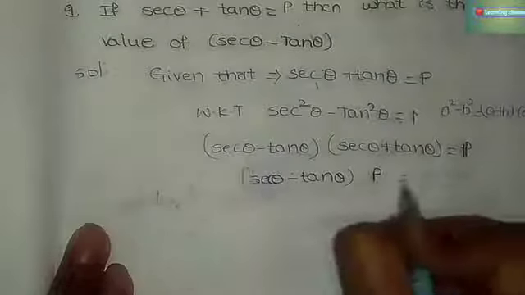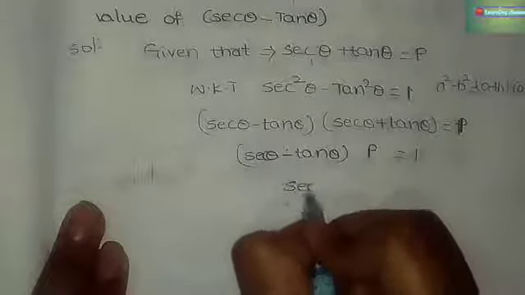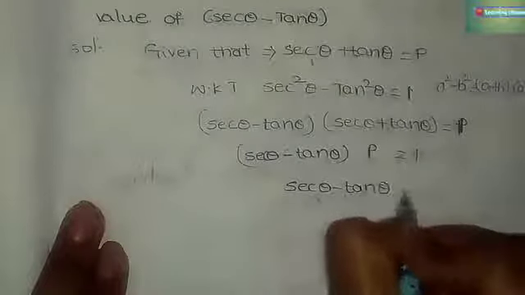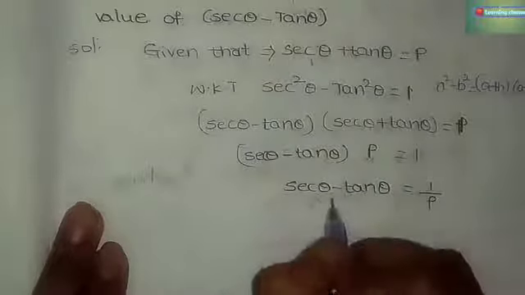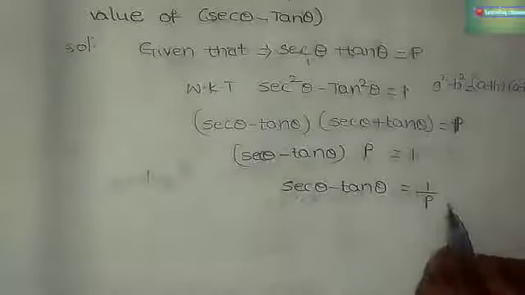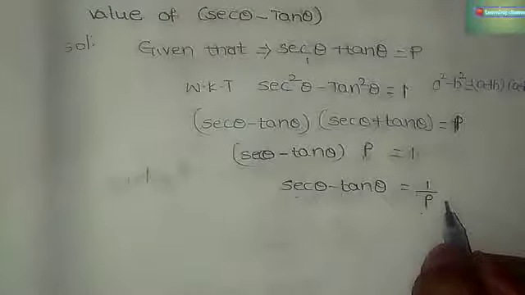10th one. If cosecant theta plus cot theta is equal to k, then prove that cos theta is equal to k square minus 1 by k square plus 1. For this, first of all, write the given one. So we have to prove cos theta is equal to k square minus 1 divided by k square plus 1. For this, I am using the identity cosecant square theta minus cot square theta is equal to 1.